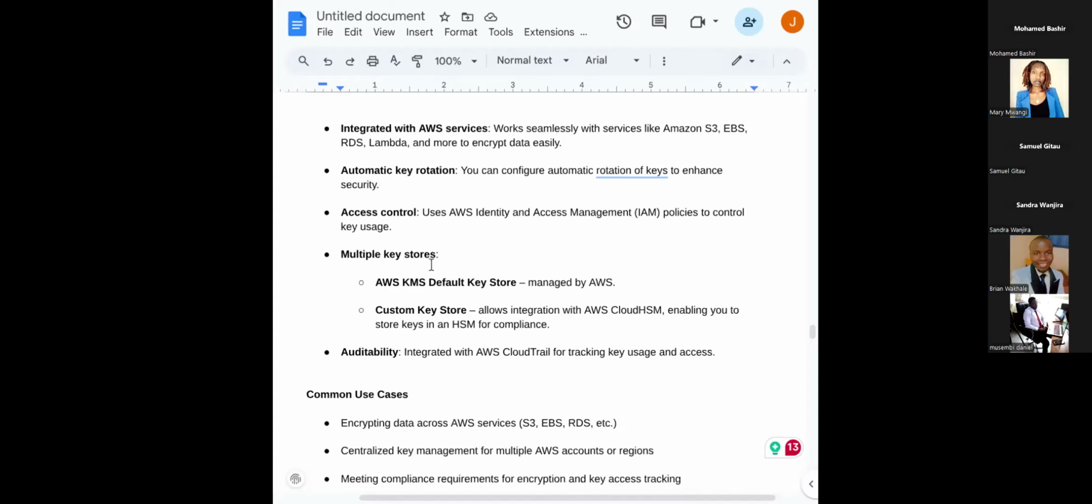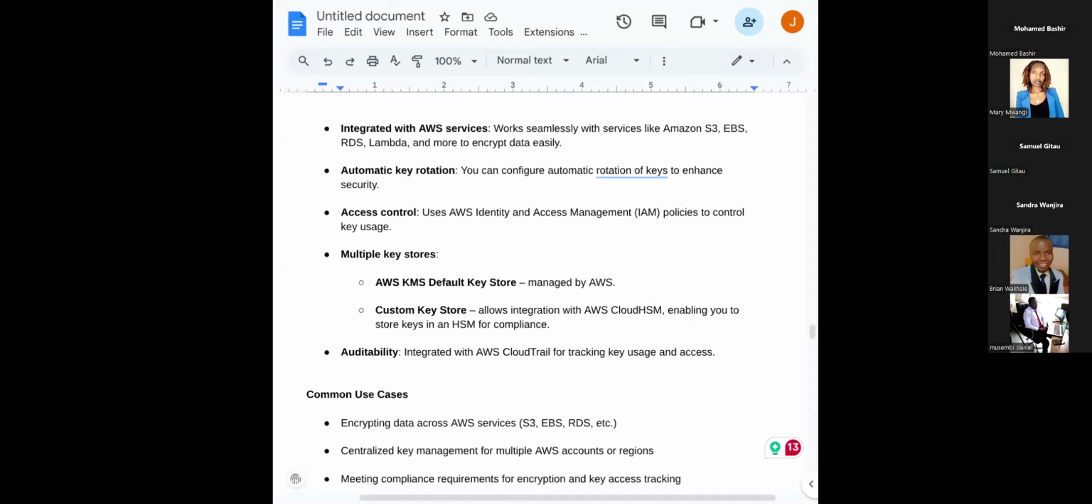And it stores multiple keys. It can store your KMS default keys, the ones that are managed by AWS, and you can also store your own keys. So let's say that you have your own keys, or even you have CloudHSM, it can help you store those keys there.